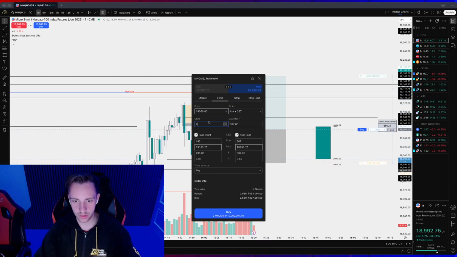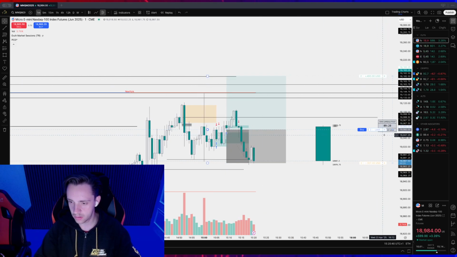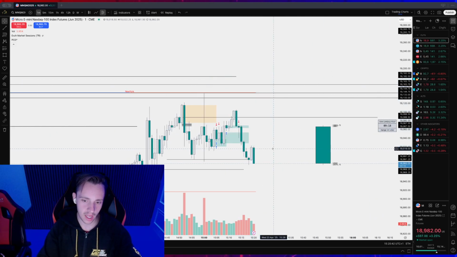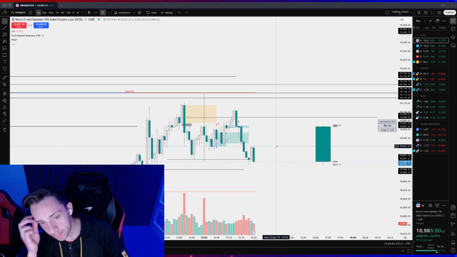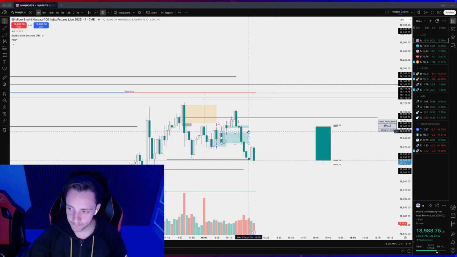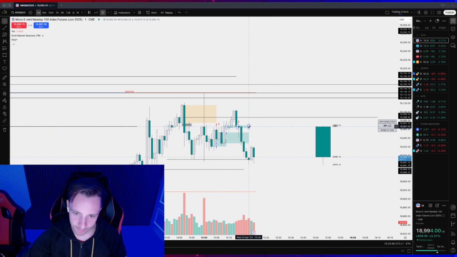The risk for this trade was, how much was it? $150, because two micros would have been 300, and that's above my risk for now. So I didn't want to do that. So I took it with one, and we ended up going higher.